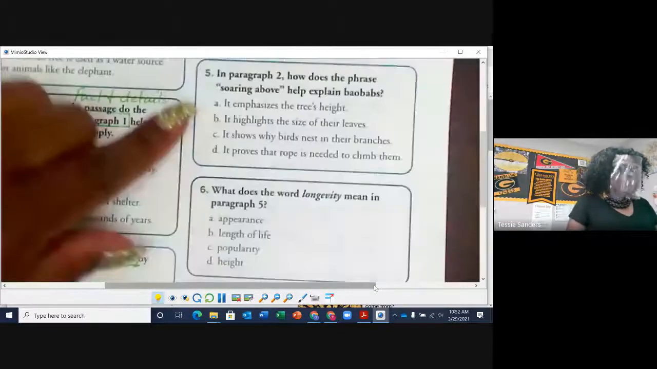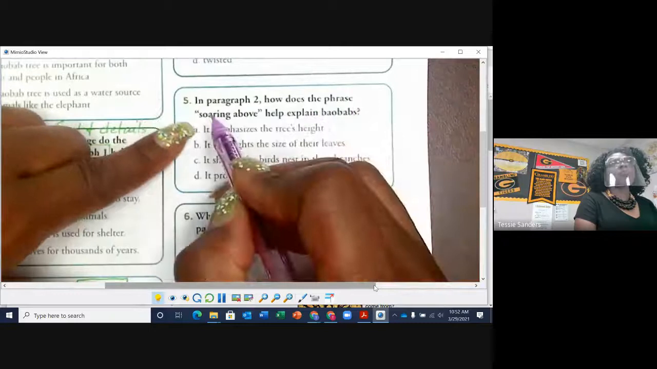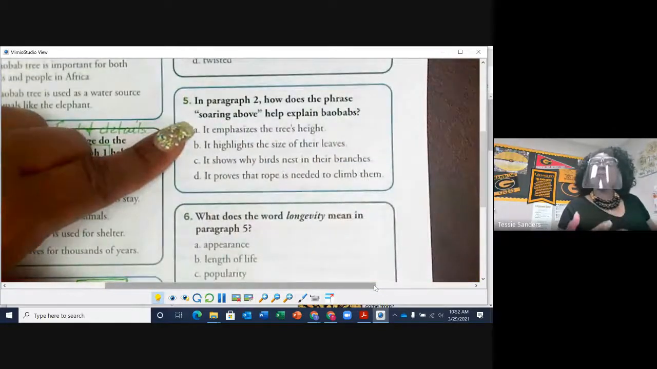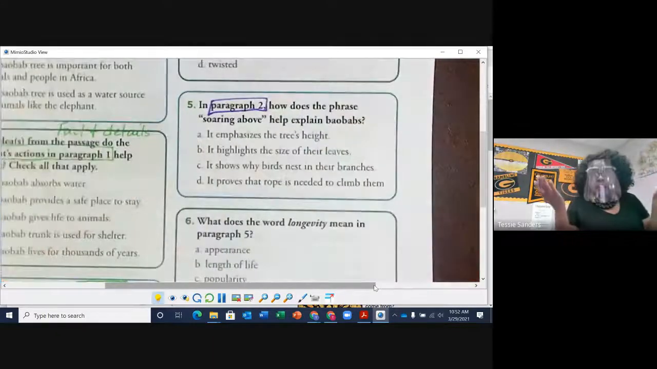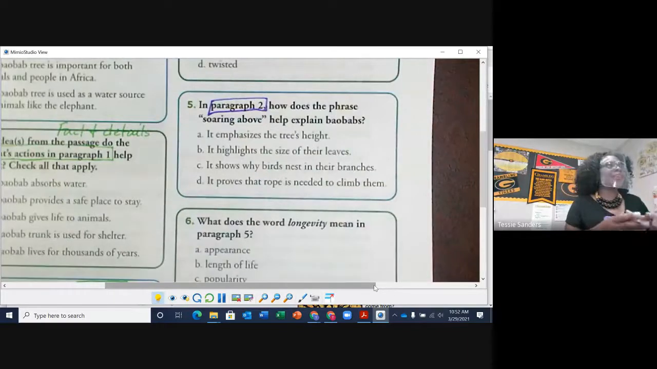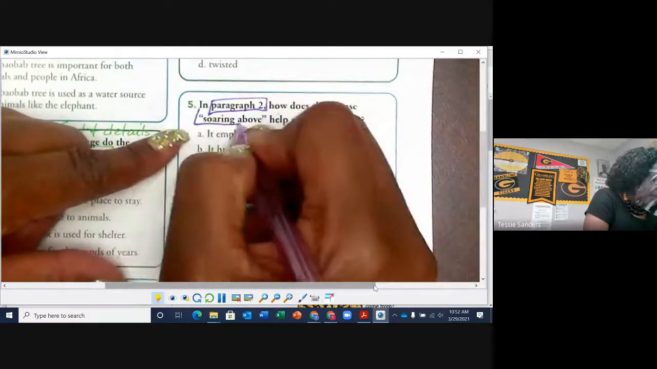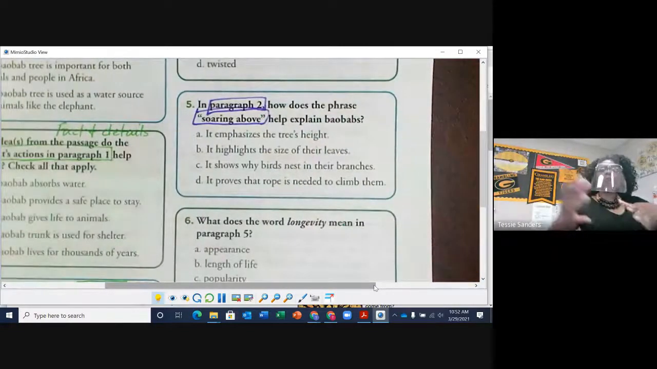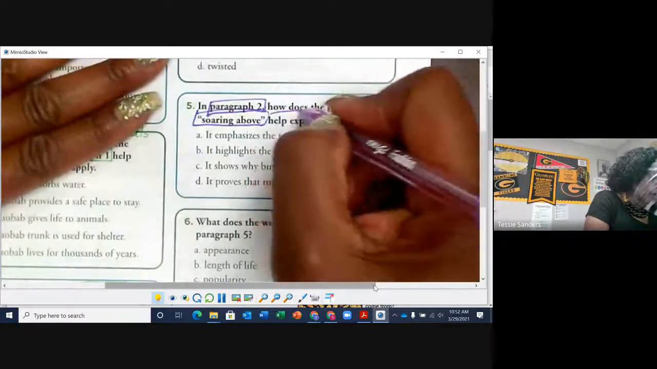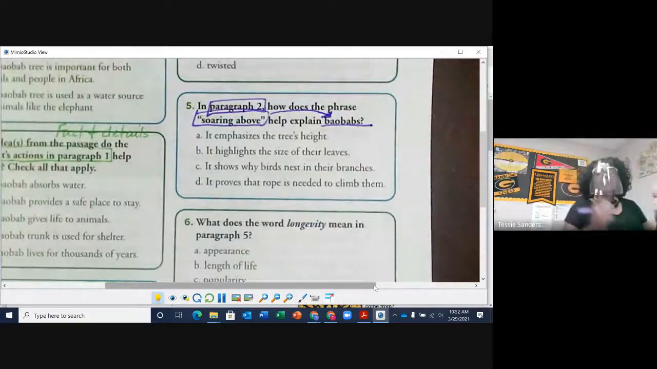Good. Number 5, read. In paragraph 2, how does the phrase soaring above help explain Baobabs? Put a box around paragraph 2. Why? We're not looking in any other paragraph for the what? For the answer or for the phrase. And the phrase is soaring above. So this describes the Balboas. The Balboas soar above.